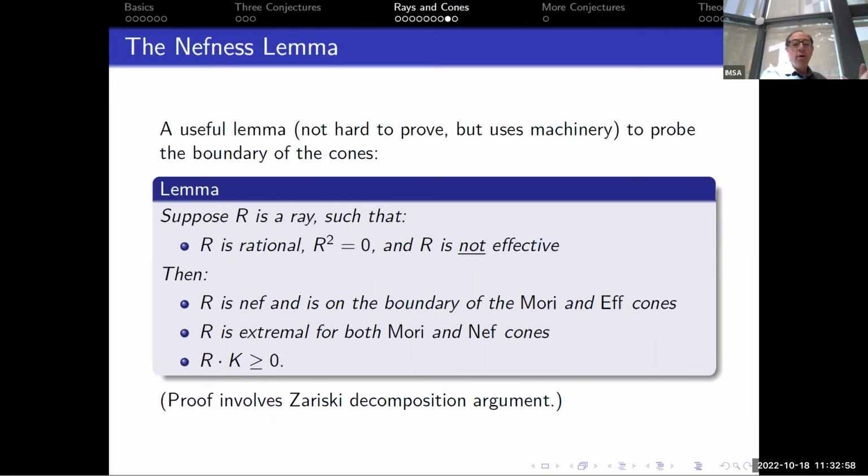This is very useful for probing the boundary of the Mori cone and the effective cone. Find rational classes, so find actual integers d and mi, with the square 0 condition, so d squared equals the sum of the mi squared, such that it's not an effective ray. So not only is there no curve with that d and mi, but no multiples either. No multiple of those parameters has a curve in it, or a polynomial that satisfies the condition. If you can prove that, then you've found an extremal ray for the Mori cone.